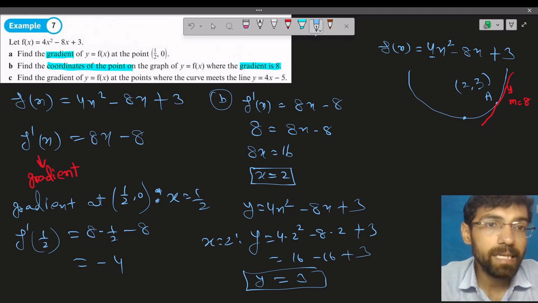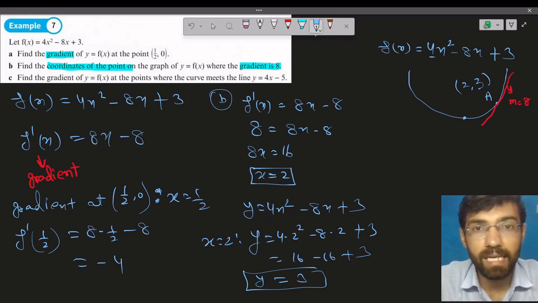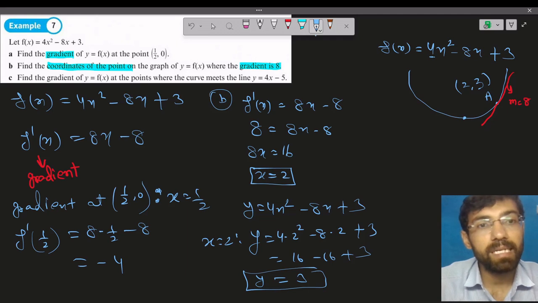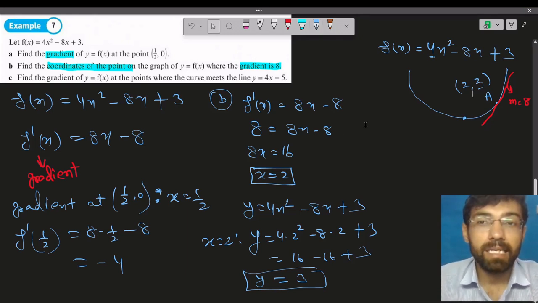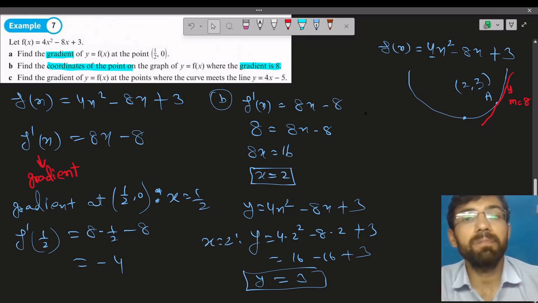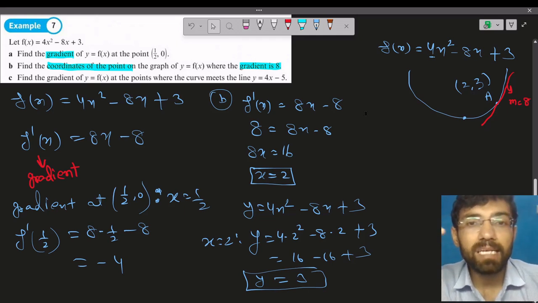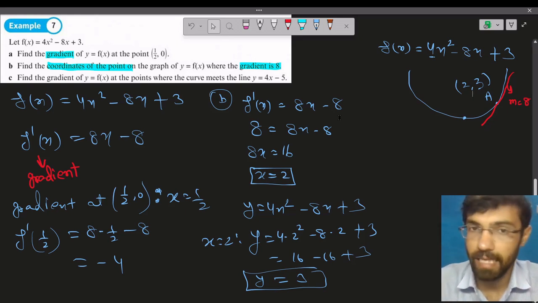In part C, find the gradient at the point where the curve meets the line. Okay, we have to find the gradient at the point where the curve meets this line. Let us first find the point where the curve meets this line. Let us try to find the point of intersection of the curve and this line.